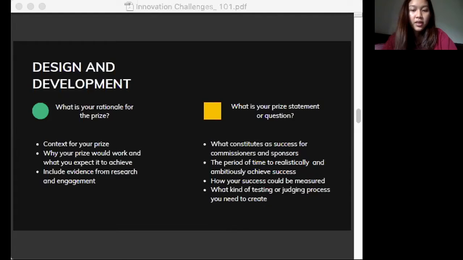And then, what is your prize statement or question? Define the challenge to which you want people to respond in a single sentence or two. The sentence may also suggest the method you have chosen for judging a successful performance against the goal. Make sure you have considered what constitutes as success for the commissioners and sponsors, the period of time to realistically and ambitiously achieve success, how your success could be measured, and what kind of testing or judging process you need to create.